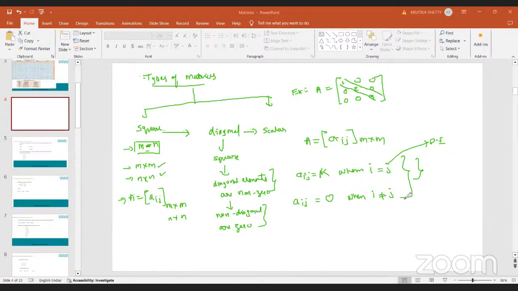The meaning of this equation is that the non-diagonal elements will be 0. I will put an example so you will understand it.